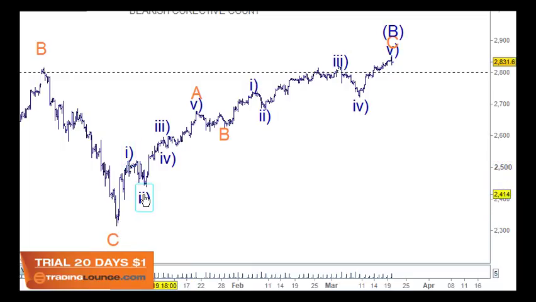We can count this as 1 and 2 here, and then wave 3 and 4 and 5 here for wave A, and then across here for wave B, and then 5 waves up here for 1 and 2 and 3 and 4 here and 5 here. This count sort of bothers me a little bit. First of all, wave 4 here overlaps wave 1. And secondly, over here, wave 3 is the shortest out of 1 and this one here. So there are 2 little problems with this particular count in counting it that way.